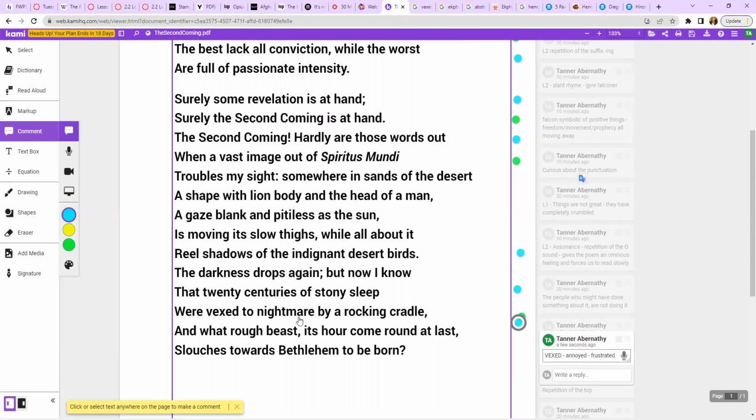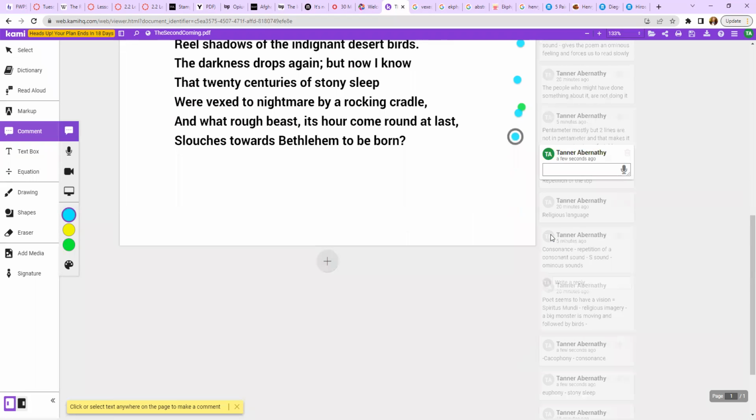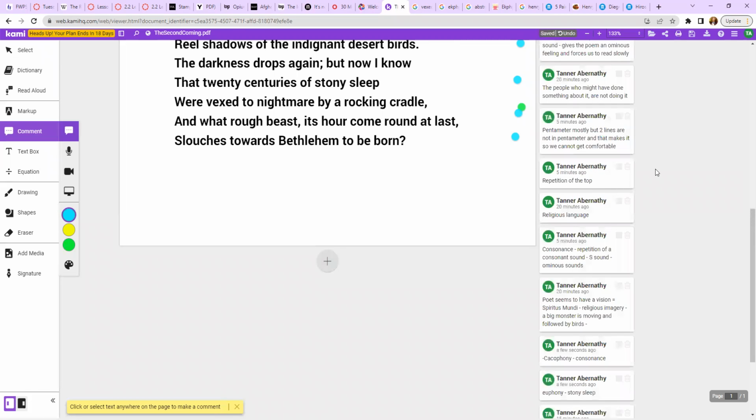Right, so vexed to nightmare. And again, that would be cacophonic. And what rough beast, its hour come round at last, slouches toward Bethlehem to be born, right? And again, that slouching shows a certain, I don't want to do this, right? Maybe your parents yell at you, oh, stop slouching toward Bethlehem. And it's this inevitability. So if we're going maybe with a tone, that's definitely a poetic thing, tone of inevitability, right? It's like when your alarm goes off in the morning and you want to stay in bed, but oh geez, I have to get up.